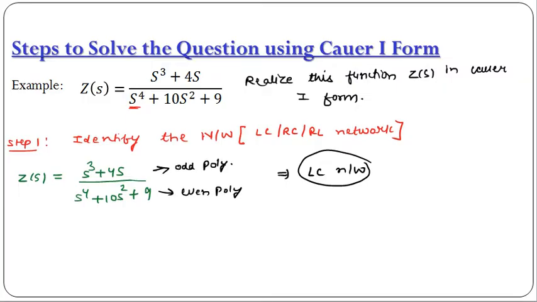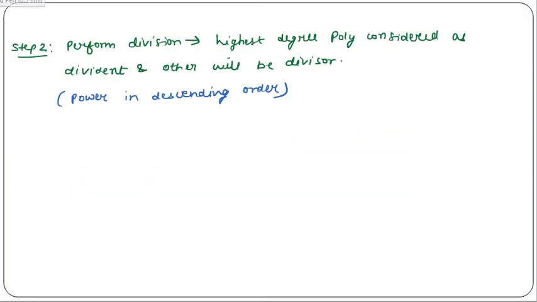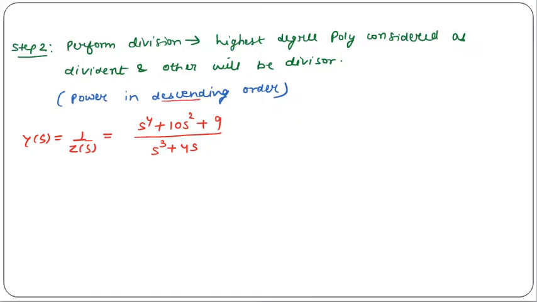So it is not possible to realize this function using the Cauer first form as it is, so we have to find the admittance. If we find Y of s, it will be equal to 1 by Z of s, because we want the highest degree polynomial in the numerator. So it will be equal to s power 4 plus 10 into s square plus 9 by, in the denominator, s cube plus 4s. Now in the numerator we have the highest degree polynomial, and the other will come in the denominator. Also the function is already in descending order, with the powers decreasing, so this is the correct function we will be realizing using the Cauer first form.